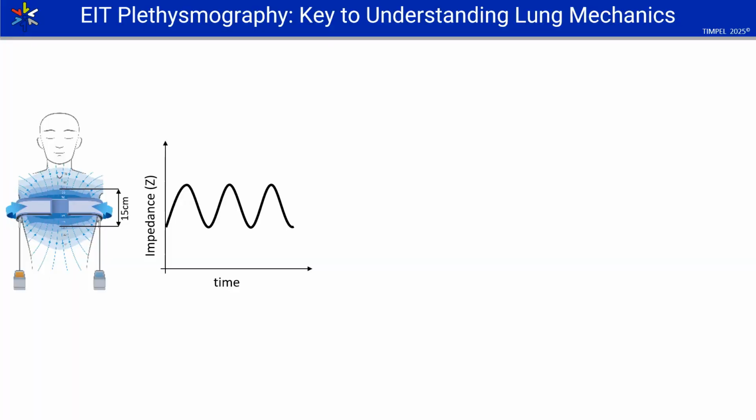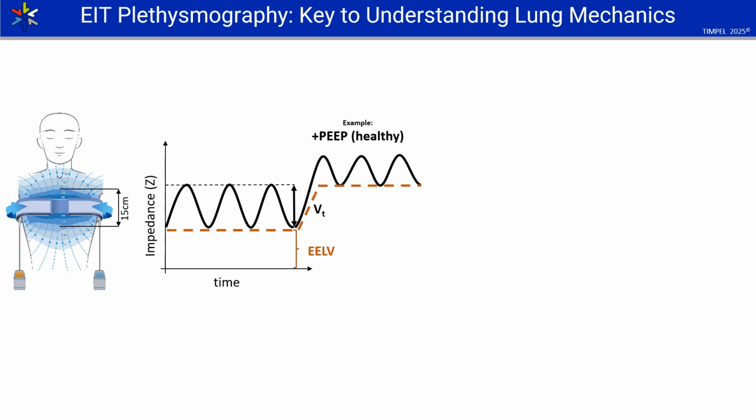The plethysmogram baseline represents end expiratory lung volume, and its amplitude indicates tidal volume. For example, increasing PEEP in healthy lungs leads to a rise in end expiratory lung volume, possibly with a slight reduction in amplitude, indicating mild lung distension. Increasing tidal volume visibly increases the plethysmogram amplitude.